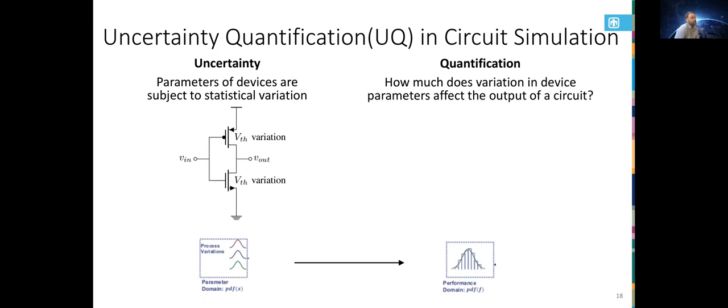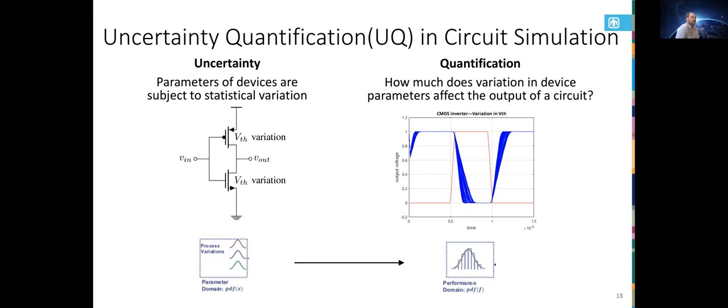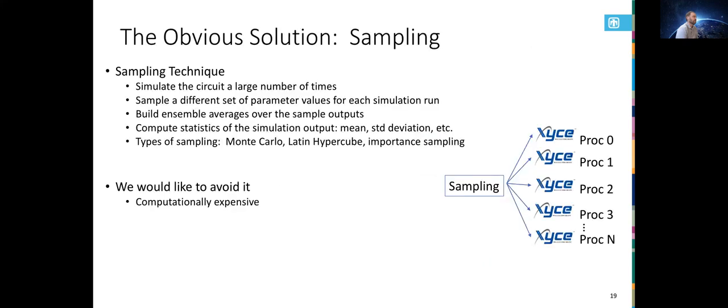Whatever those variations are, it's often of interest to know how they affect the output of a circuit. Here's a really simple example: a CMOS inverter. You're varying the threshold voltage of the two MOSFETs, and that leads to some variation in the output, with slightly different timings on the signals. That's a type of problem that's of interest. Lots of people do corner studies and things like that, so people often want to study this if they can.